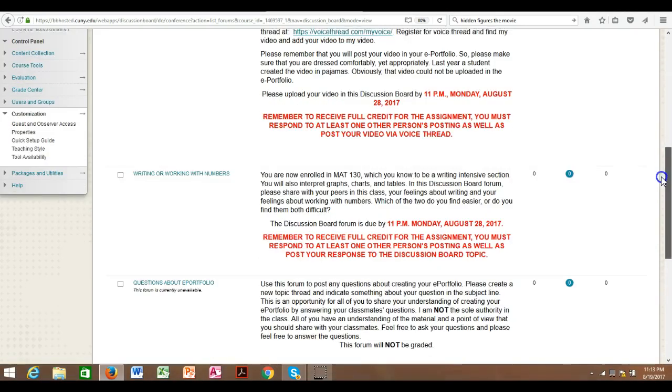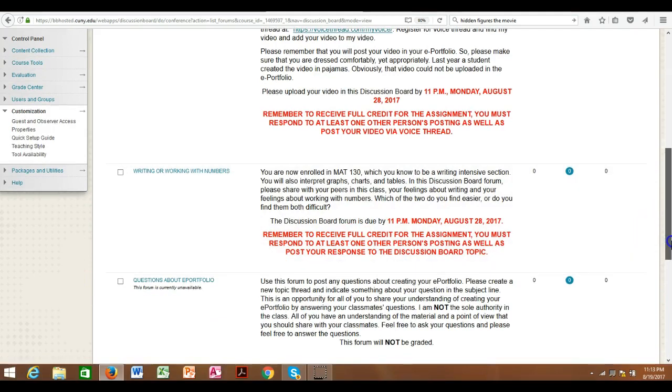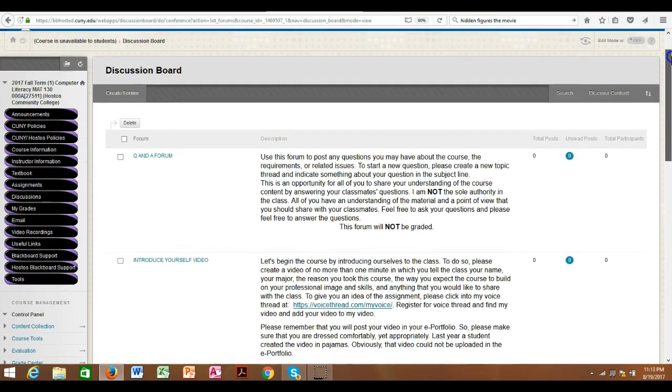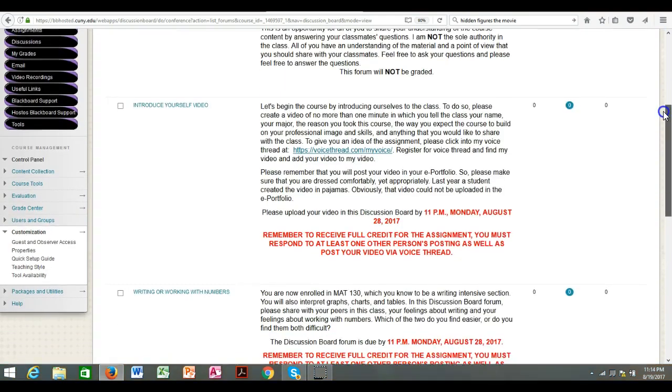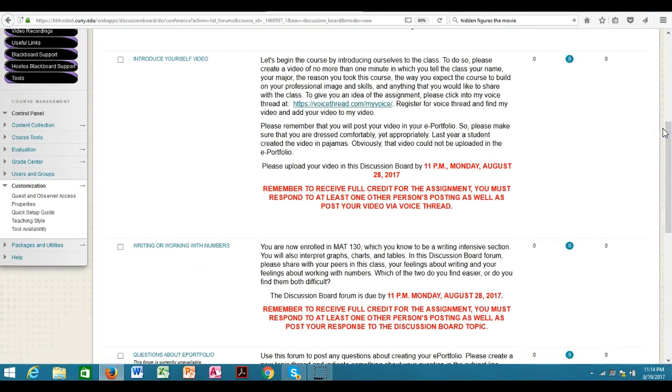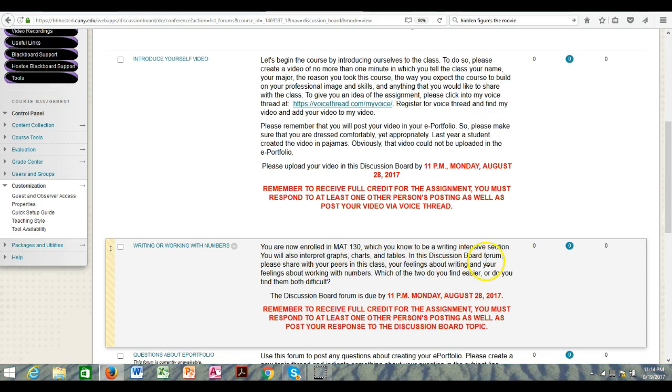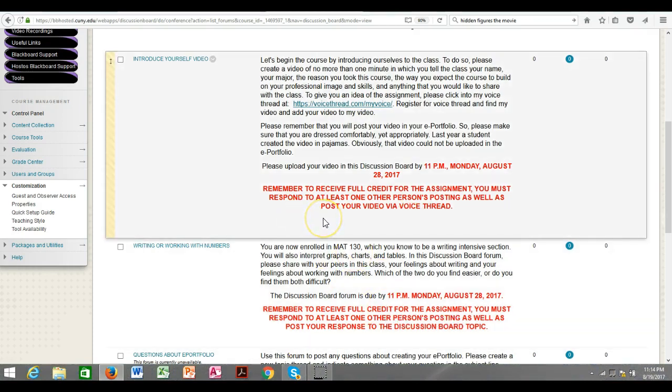The other discussion board that you have to do is writing or working with numbers. You are now enrolled in Math 130, which you know to be a writing intensive section. You will also interpret graphs, charts, and tables. In this discussion board forum, please share with your peers in this class your feelings about writing and your feelings about working with numbers. Which of the two do you find easier, or do you find them both difficult? And again, this is not anything that's based in the textbook. Neither is creating your video based on the textbook.